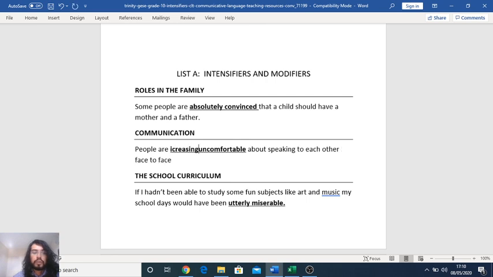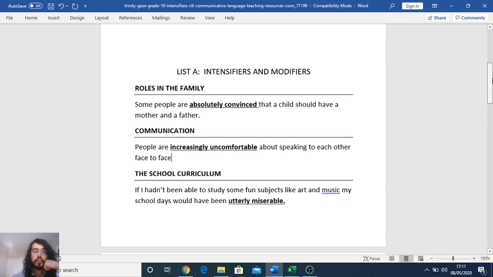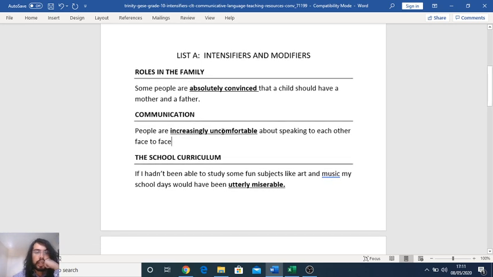However, if we add the word increasingly, it modifies the word uncomfortable. Okay? So remember, uncomfortable is not the intensifier, increasingly is. Next up, actually, I'll just stick with this sentence for a while. I want to elaborate on it a little bit. So what are we saying here? What do you guys think is being communicated?